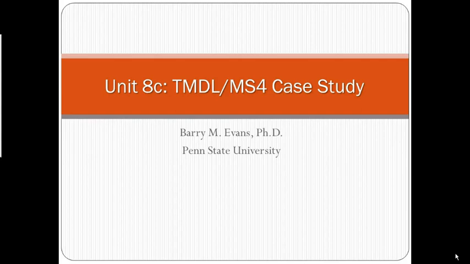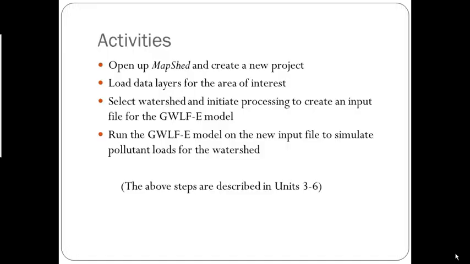In Unit 8C, we will use MapShed to estimate the pollutant loads for a case study watershed located in central Pennsylvania. Specifically, we will estimate loads for the Big Hollow watershed that is a sub-watershed of the larger Spring Creek watershed. In terms of the specific activities to be completed, we will first open up MapShed and create a new project. We will then load the data layers for the area of interest.